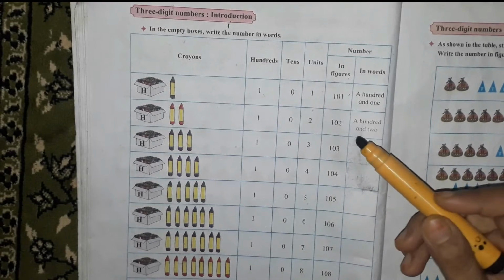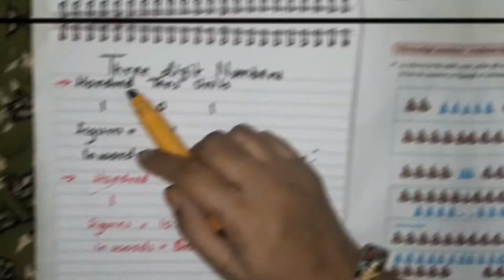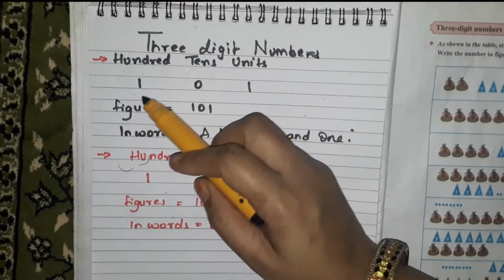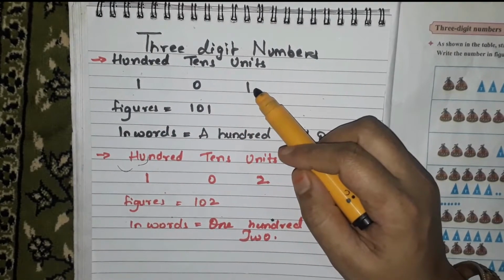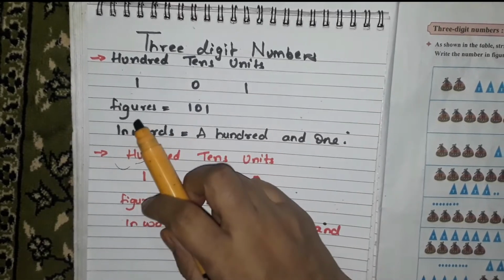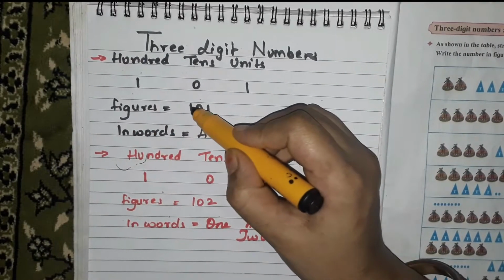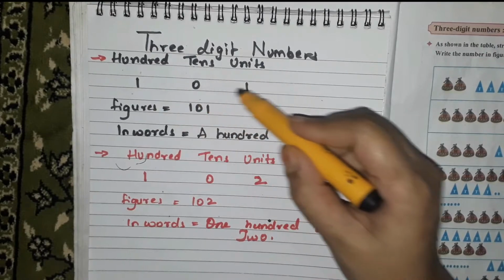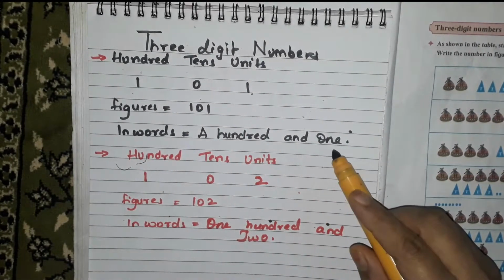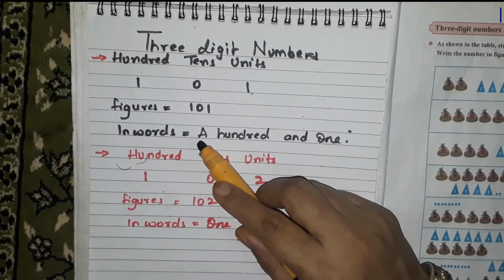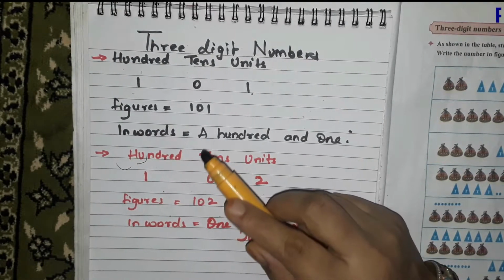So how will we write it? We will write it as a 3-digit number. See, here we have written hundreds place 1, tens place 0 and units place 1, as you have seen in the textbook. So in figures how will we write it? 101. And in words how will we write? One hundred one. What do we mean by hundred? It stands for 1 only.